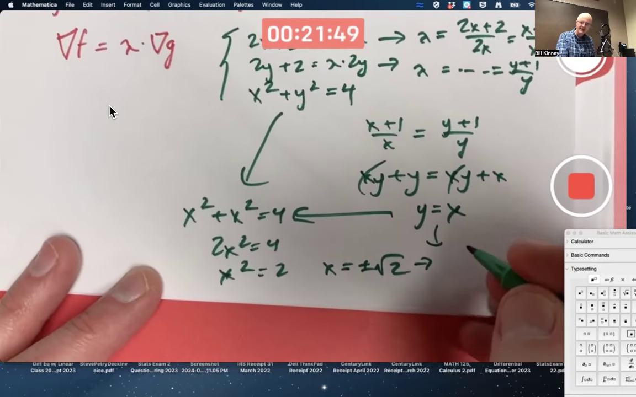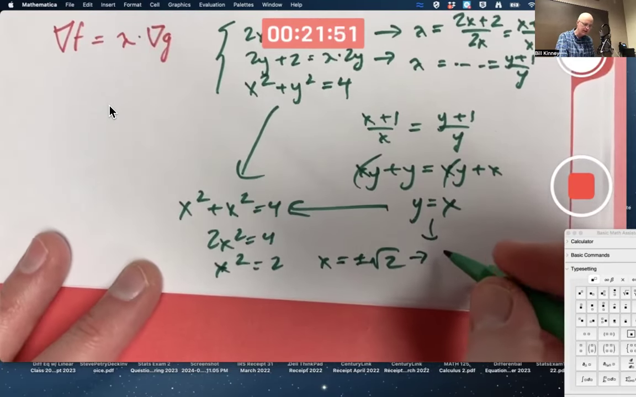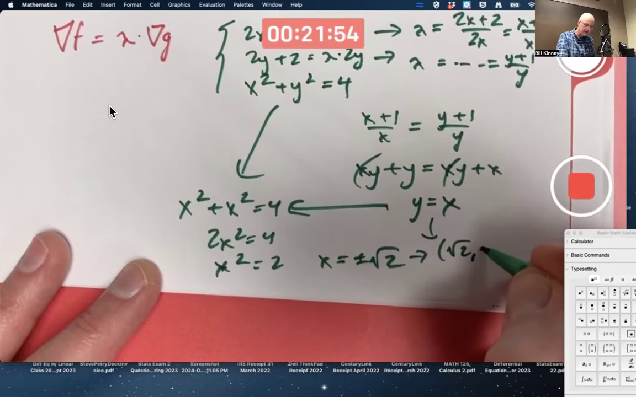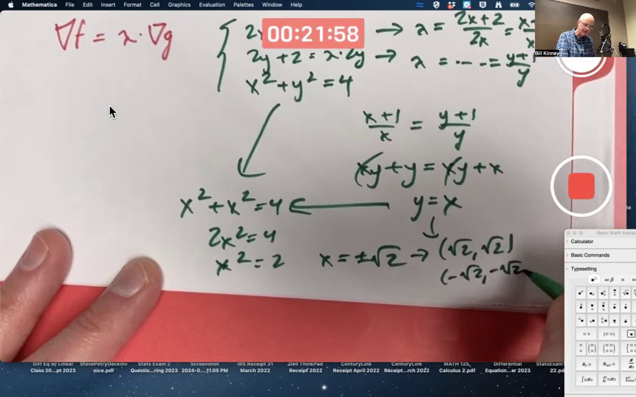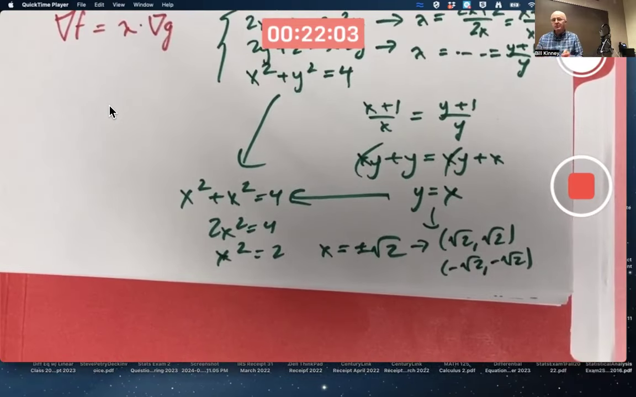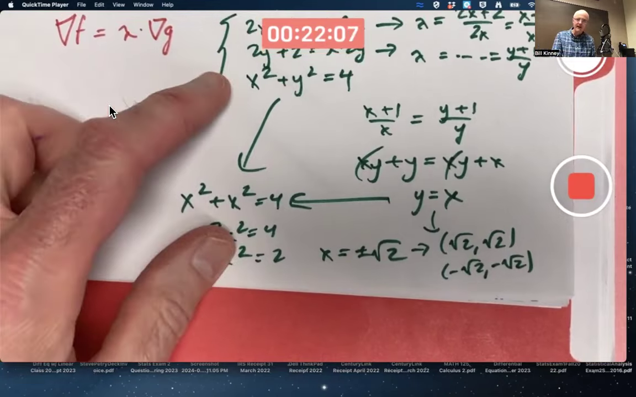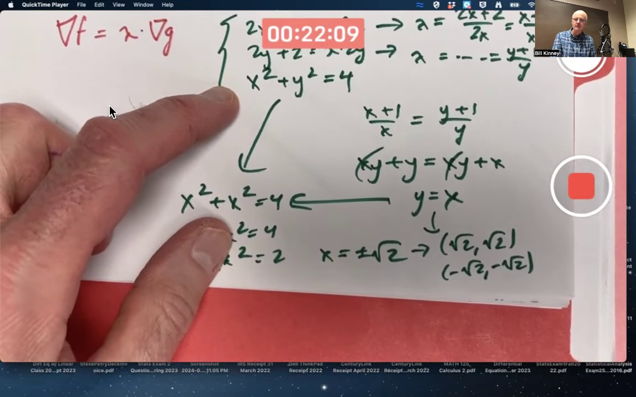Use the fact that Y has to equal X to find 2 points on the boundary. Those are the 2 points to check. Those 2 points are on the circle of radius 2. They both satisfy this equation here. X squared plus y squared in both cases is 2 plus 2 is 4.